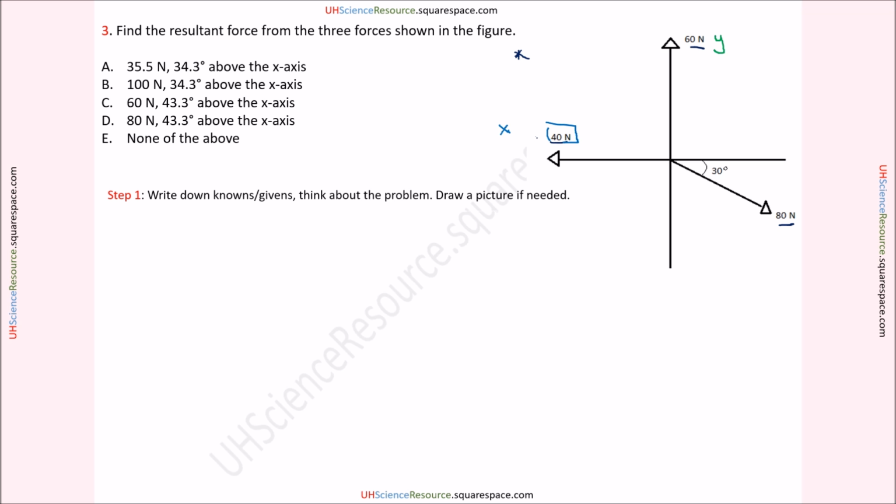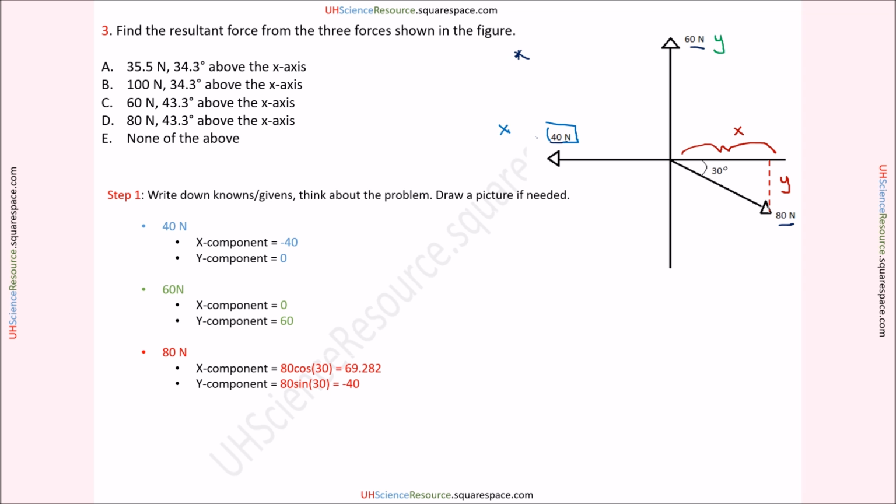Now if we take a look at our 80 Newton force, we can see that there's some x component and y component. This right here is going to be the x component part, and this right here is going to be our y component part. So let's go ahead and do the equations that will let us break these up and organize these components of the forces.